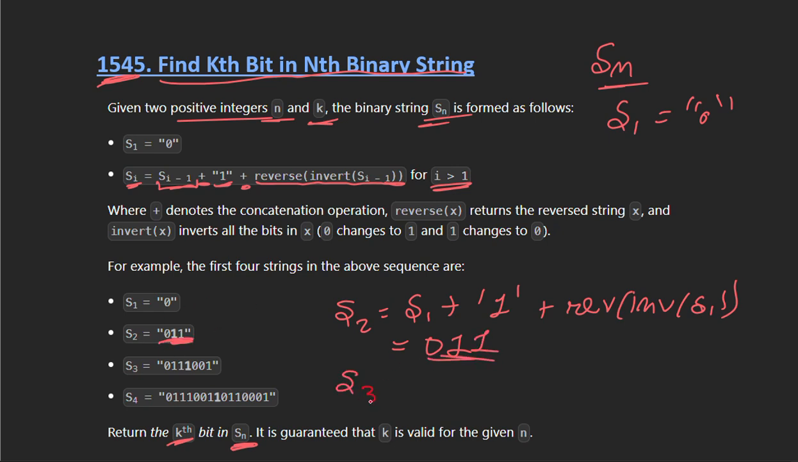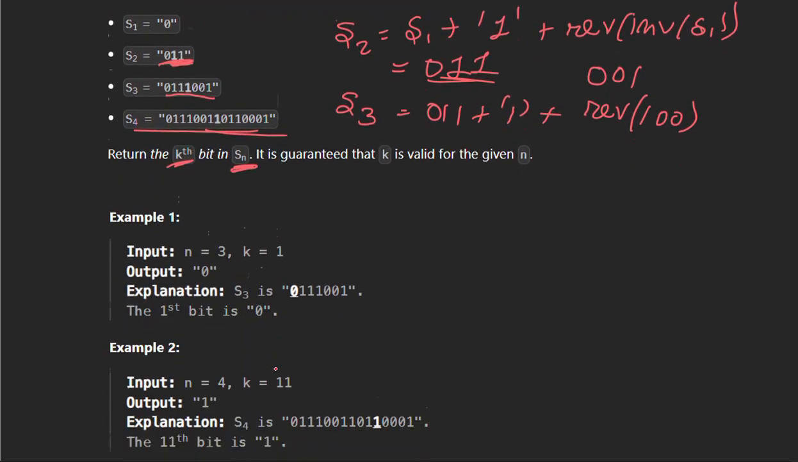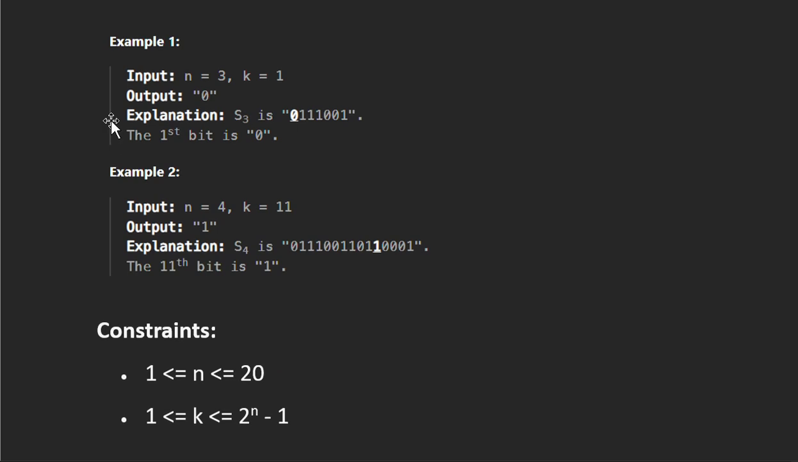Then S3 is directly S2 plus character 1 plus reverse of invert of 0 1 1, which is 1 0 0. Now if we reverse it, it will become 0 0 1. So see, this is S3. Similarly we find S4 and Sn. So let's see the examples.